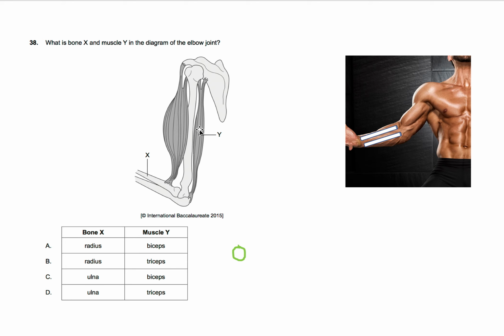Now the back muscle of the arm, so this would be the biceps. The one at the back is called the triceps. So we know therefore that structure X is the radius and structure Y is the muscle called the triceps. So the answer would be B. It's also easy to know because the triceps attach not to the forearm bones over here. It attaches really at the joint. So let's get on to the next one.